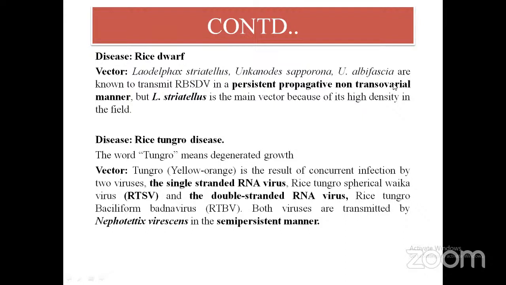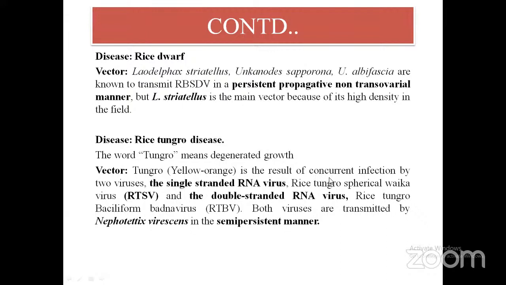But out of all these vectors, one of the important ones is Laodelphax striatellus, because it is the main vector, and it is found in high density in the fields of rice. The second one is rice tungro. The word tungro means degenerated growth, and the causal agent for it will be tungro virus.